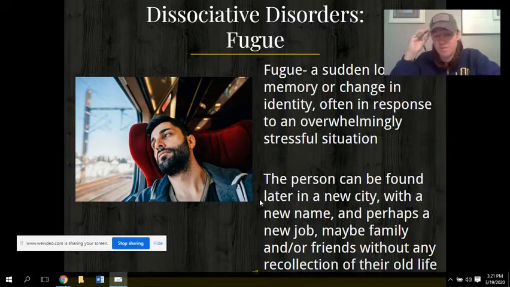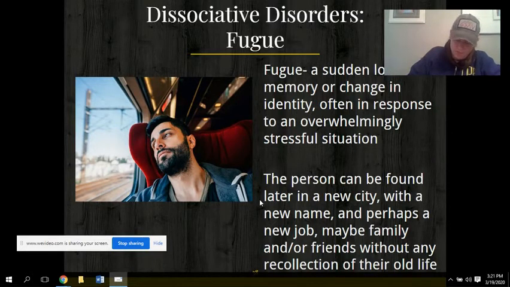So fugue, all right? Fugue is very controversial. It's a sudden loss of memory. Now, this is not like amnesia or anything we talked about with the brain unit or in the memory unit. Don't confuse it. This is psychological. It's not medical. There's no injury or anything like that. So it's a sudden loss of memory or change in identity.